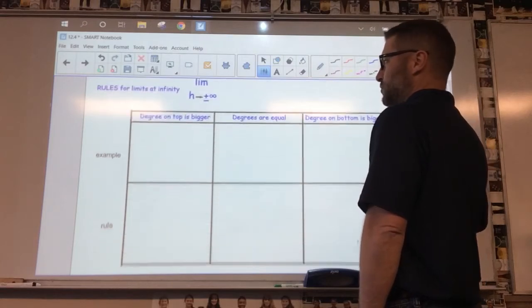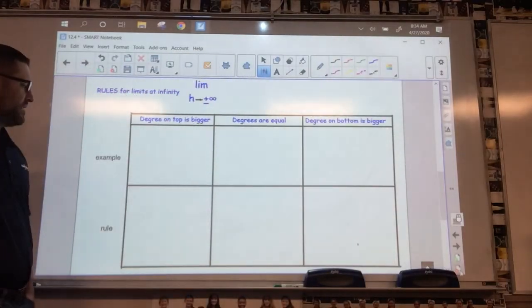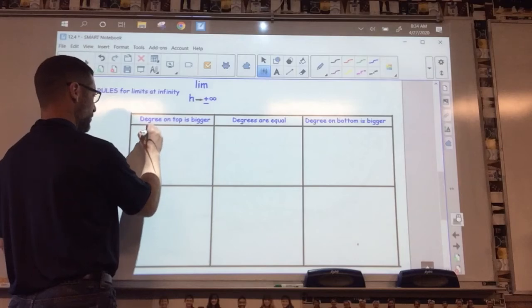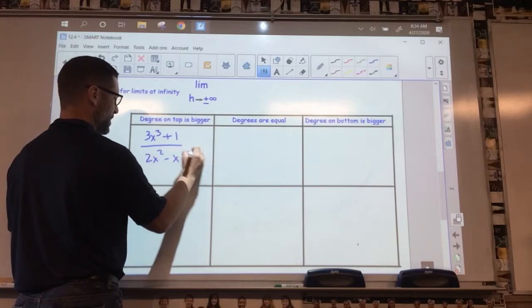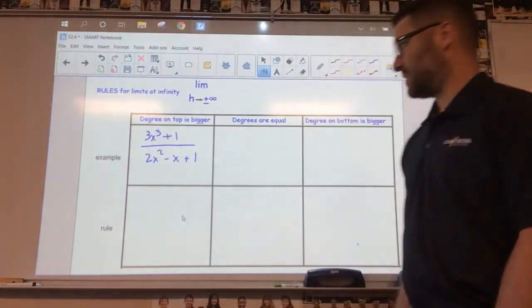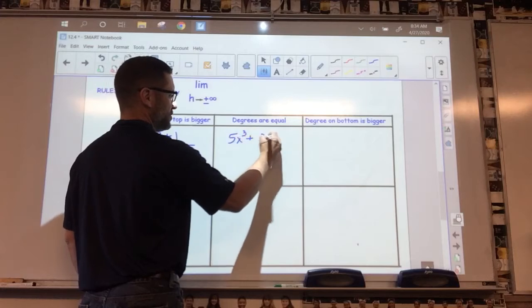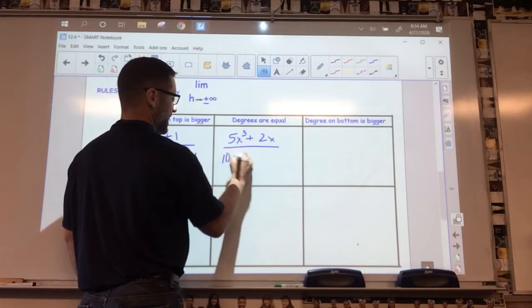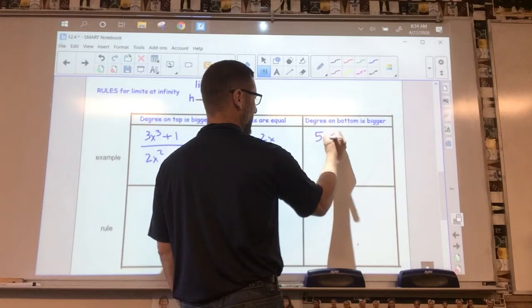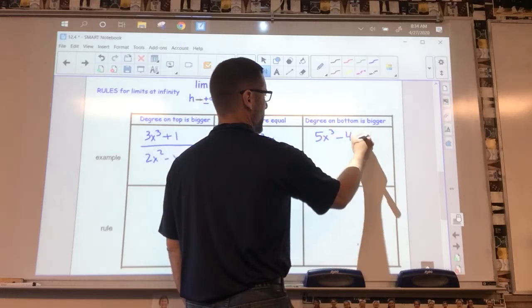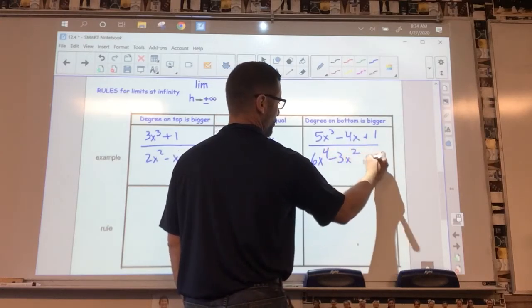Anyway, all right, so here's your rules for limit as infinity. Limit as h approaches plus or minus infinity. Let's say the degree on the top is bigger. Let's say 3x cubed plus 1 all over 2x squared minus x plus 1. Okay, the degree on the top is bigger. There's an example. The degrees are equal, like 5x cubed plus 2x all over 10x cubed minus 5. And the degree on the bottom is bigger. Let's go with 5x cubed minus 4x plus 1 all over 6x to the 4th minus 3x squared plus 2.